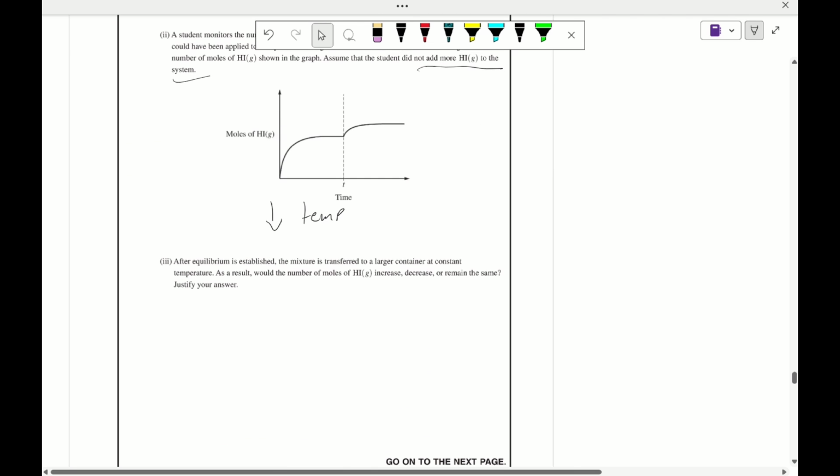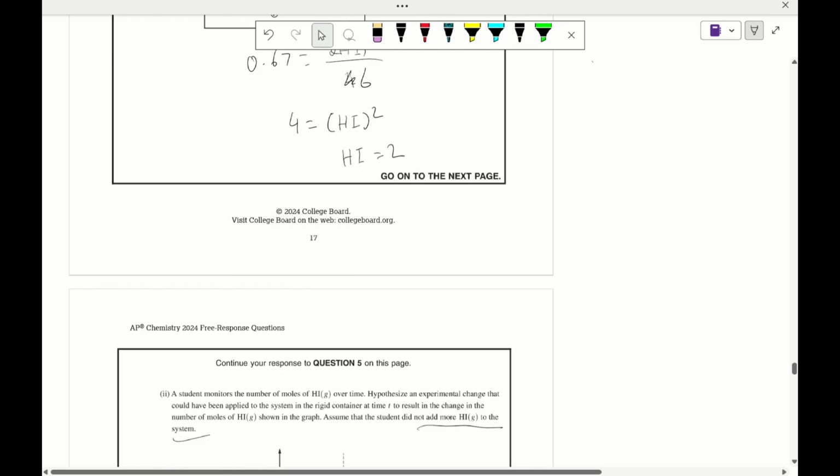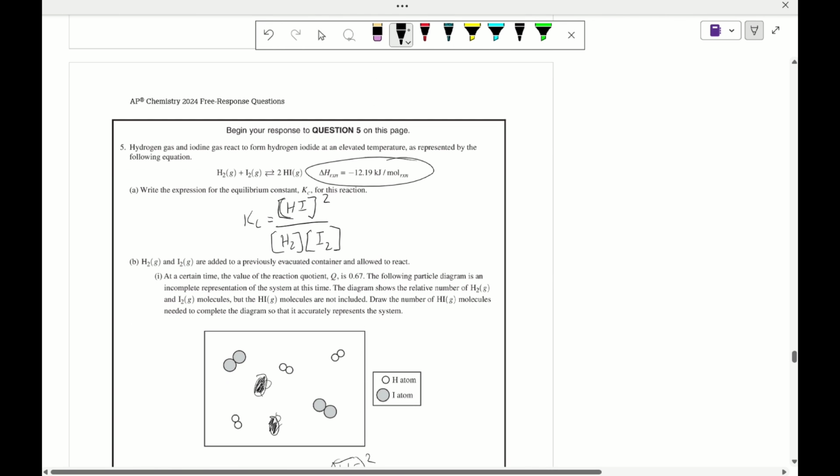And after the equilibrium is established, the mixture is transferred to a larger container at a constant temperature. As a result, will the number of HI increase, decrease, or remain the same? So I put it would remain the same because if it was in a larger container, the pressure would decrease. And also here there's 2 moles on this side and 2 moles on that side, so changing the pressure won't really shift the reaction in any way.